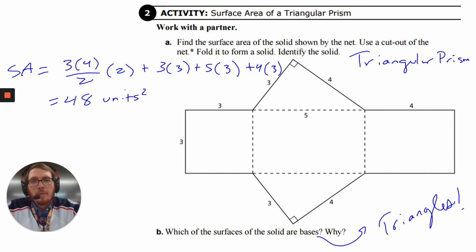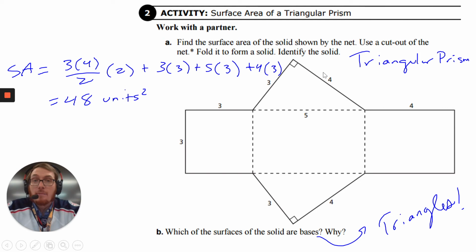Now, this is where the formula idea becomes important. Don't memorize a formula for triangular prisms. Just think about it. There's a rectangle here that's 3 by 3. There's a rectangle here that's 5 by 3, and a rectangle here that's 4 by 3. But there's only one of each of those, so you don't have to double them. That's where these 3 pieces come from. And then the top and bottom are 2 triangles that are identical, so you could double that.